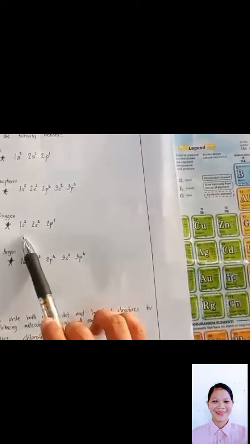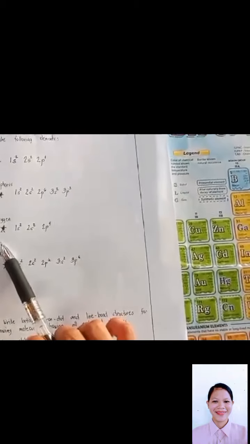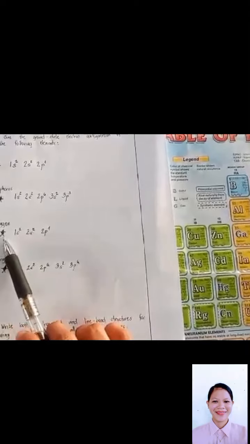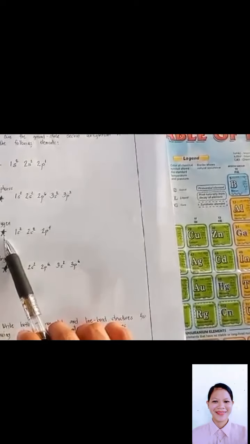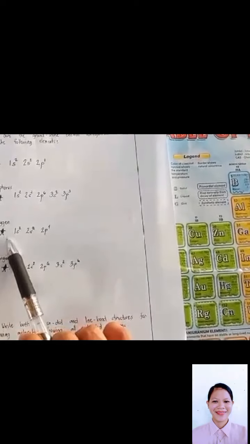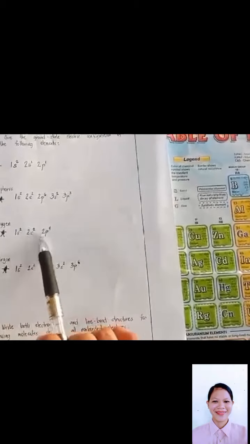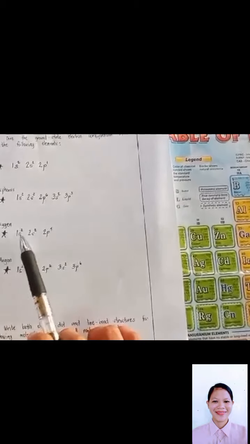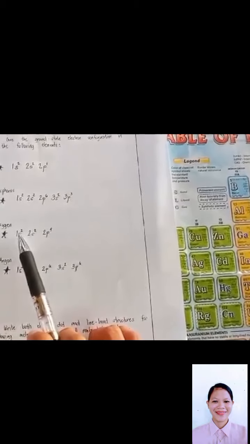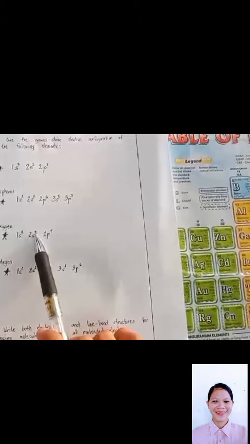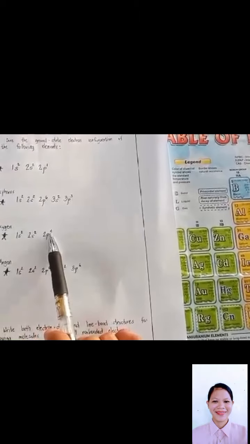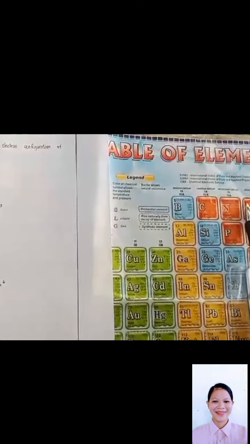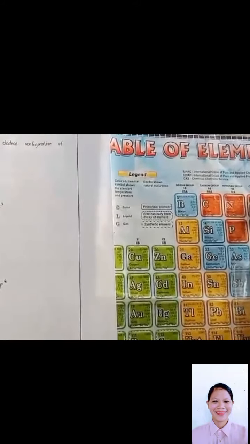In oxygen, oxygen has an atomic number of 8, and the ground state electron configuration of oxygen is 1s2, 2s2, and 2p4. Two plus 2 equals 4, plus 4 is equal to 8. As you can see here, 8 is the atomic number of oxygen.